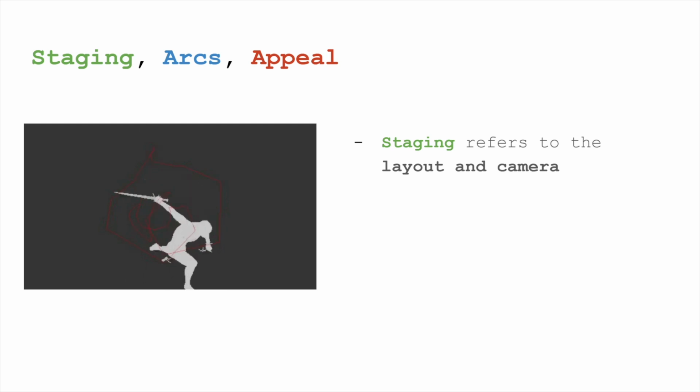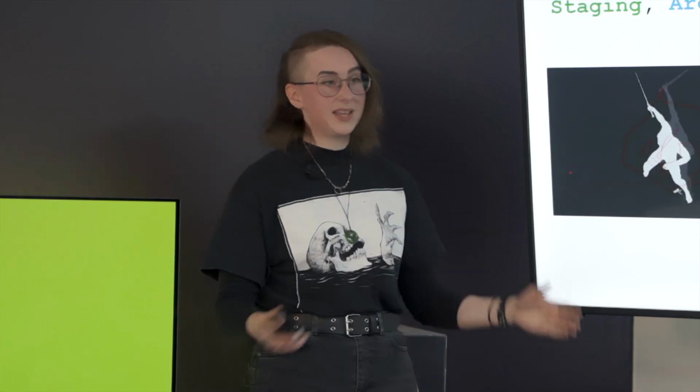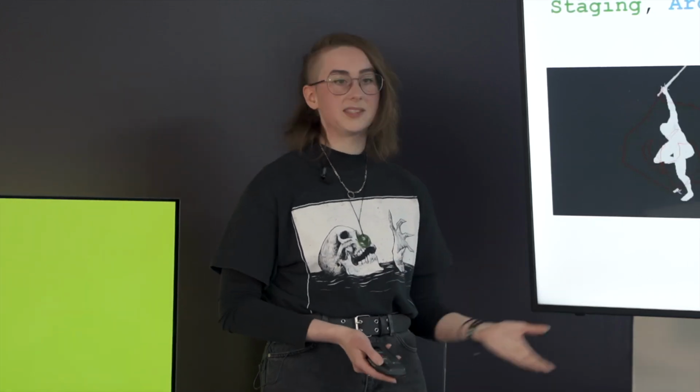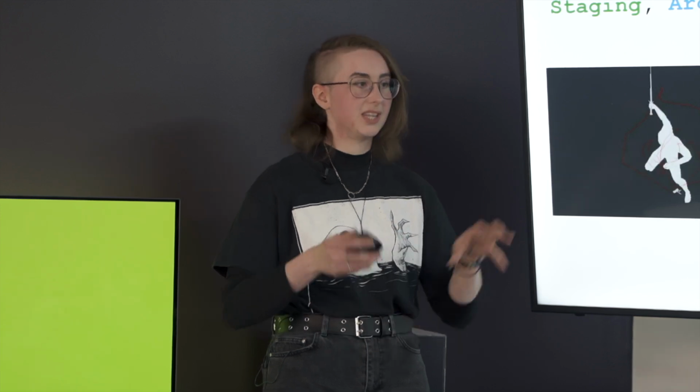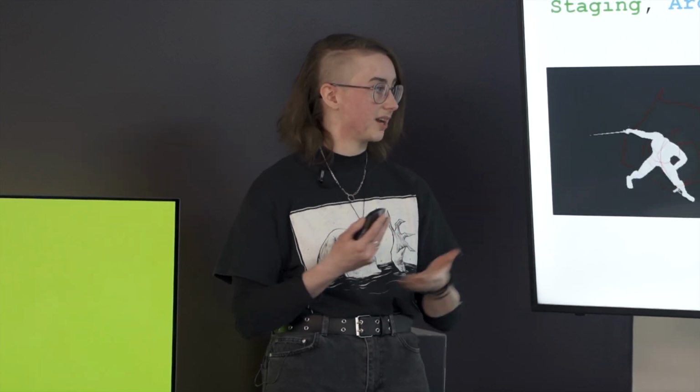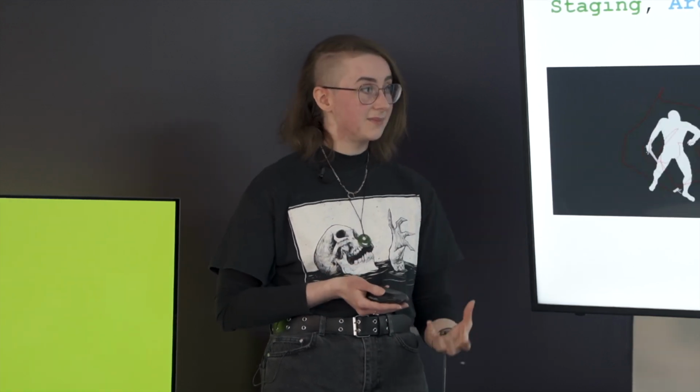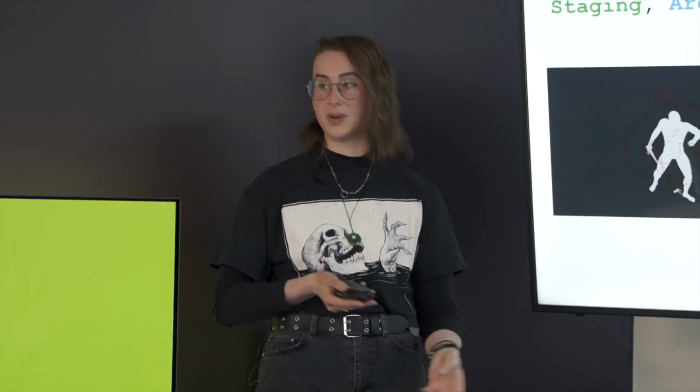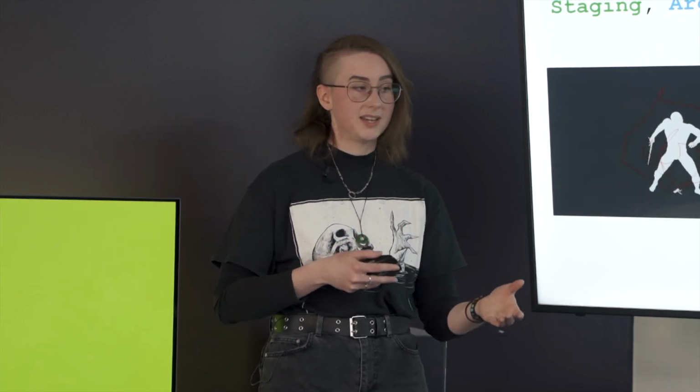And then finally, staging, arcs and appeal. Staging refers to the layout and camera. When we apply this to games, because in this sense they're talking about film, they're talking about composition, the layout, negative shapes, and all that kind of stuff. In terms of games, we're thinking of the audience's point of view. So like game design, whether that's a third-person view or first-person view.